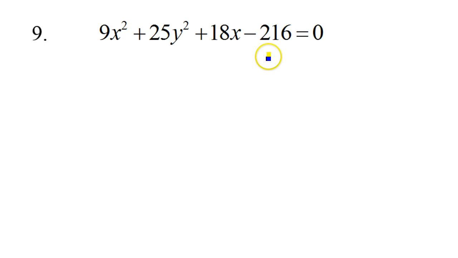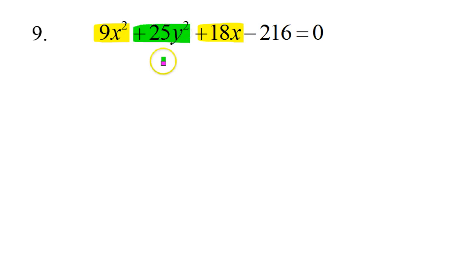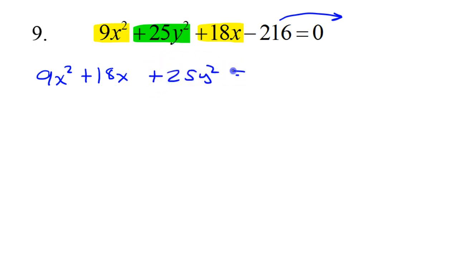Again, number 9 is almost the same, so try to do this problem by yourself. So I need to group my x terms together, so I've got those. Now I've only got the one y term, so there's nothing to group it with. I'm still going to need to move this negative 216 to the other side by adding it to both sides. So my x terms together, I've got 9x squared plus 18x. And then I'll put my lonely y term, so plus 25y squared, and that's going to equal positive 216.